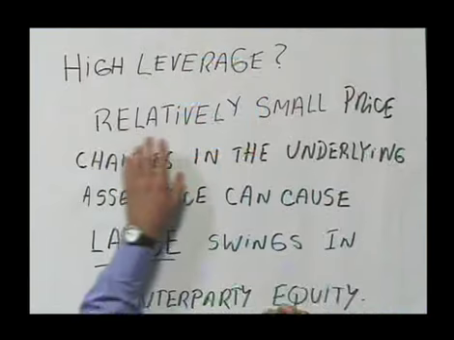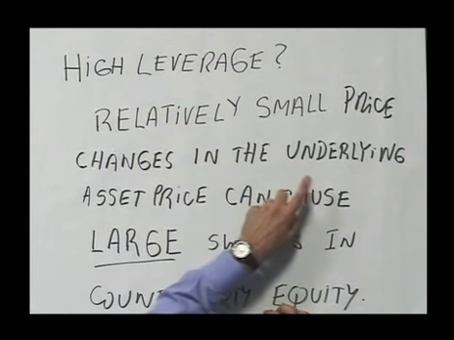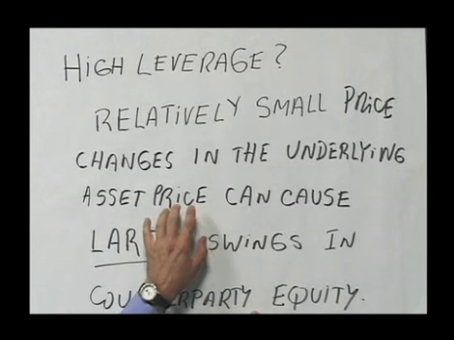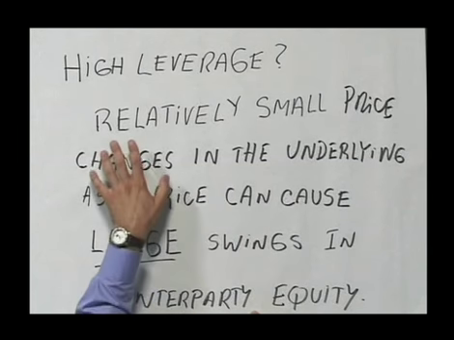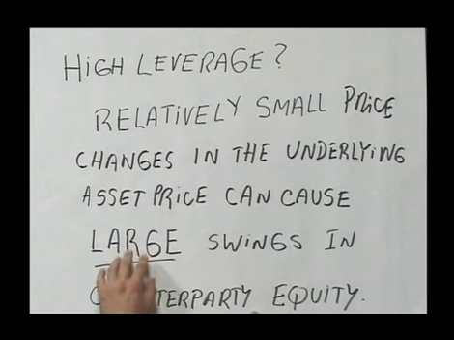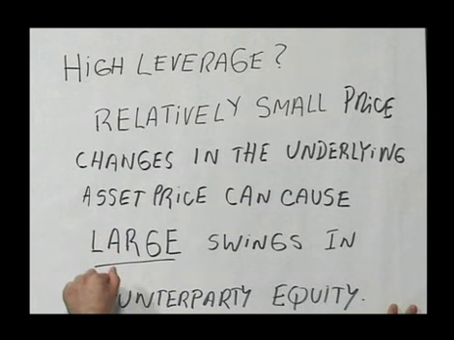Let's now define what high leverage is. And let me give you a definition of high leverage. High leverage means that relatively small price changes in the underlying asset price. And so remember that derivatives are agreements that are based on an underlying asset, okay? And I'm saying relatively small price changes in the underlying price can cause very large swings in the counterparty equity. So what I want to do is give you an example of this definition by using the heating oil futures contract. So let's move to that contract example.